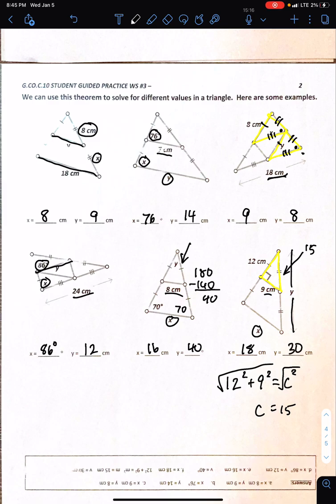Okay, so that's a wrap on that. You can work on your homework packets. You should be working on GCO C10 worksheet 2, which is 2 pages, which deals with the external angle theorem, and GCO C10 worksheet 3, which is 3 pages, which deals with the mid-segment theorem. So it's basically pages 3 through 7 in your homework packet. Please work on those, and I'll see you soon.